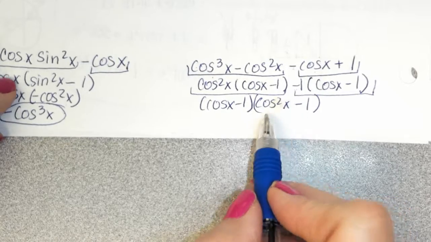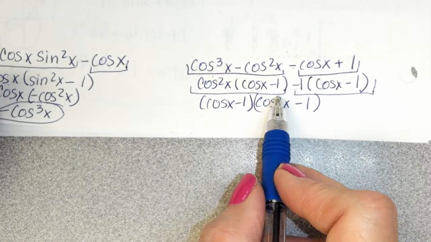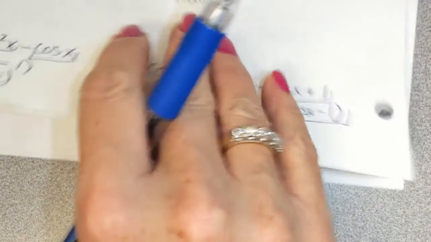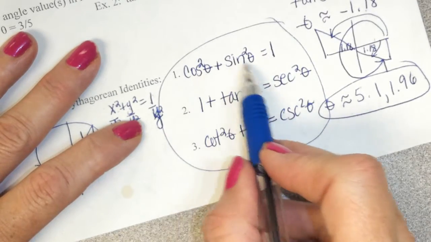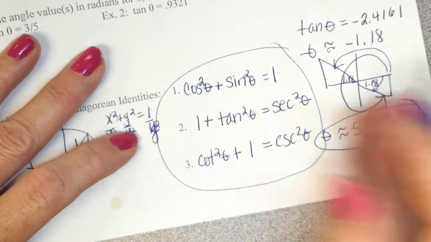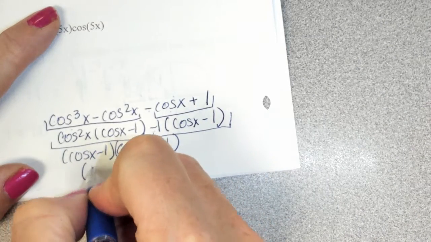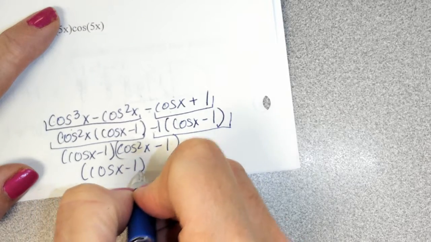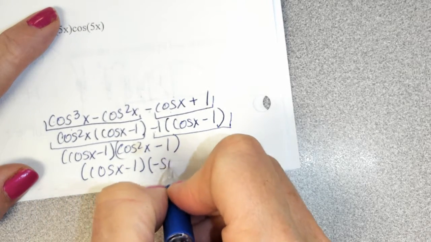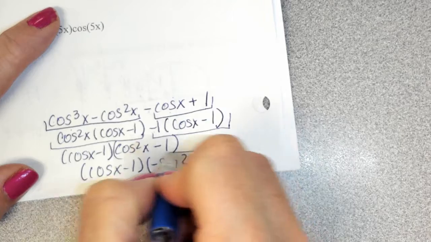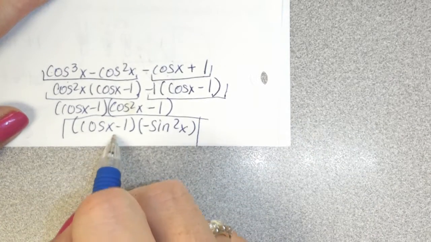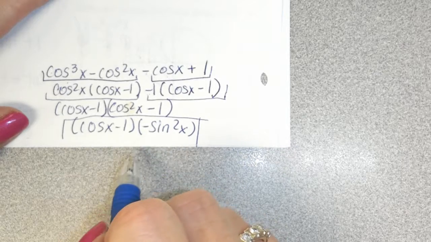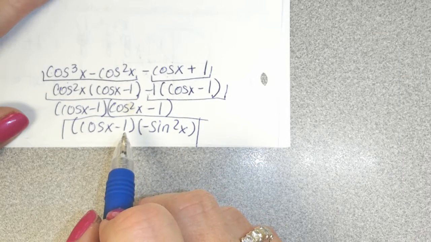So now I have to think, is there another name for cosine squared x minus 1? Would it just be sine squared, or is it the negative sine squared? It'd be negative, wouldn't it? So I can simplify this a little more down into cosine x minus 1 times negative sine squared x. That's a little tougher. And there's nothing else I can do with this. I'd like to get it down even more if we could, but we can't. So we just got to leave it.